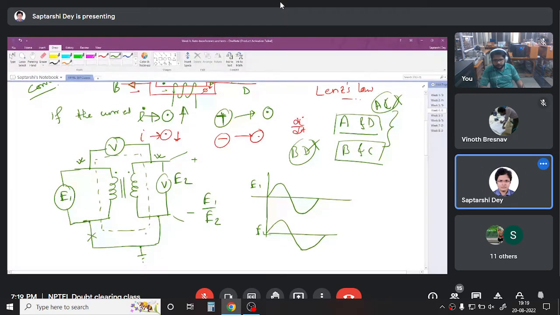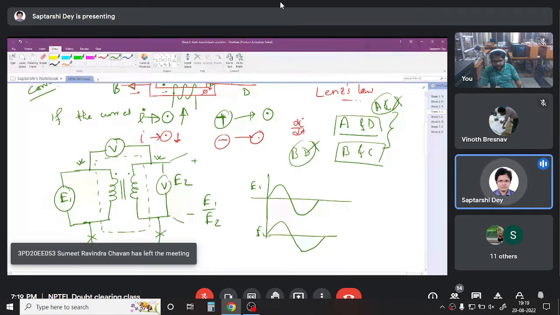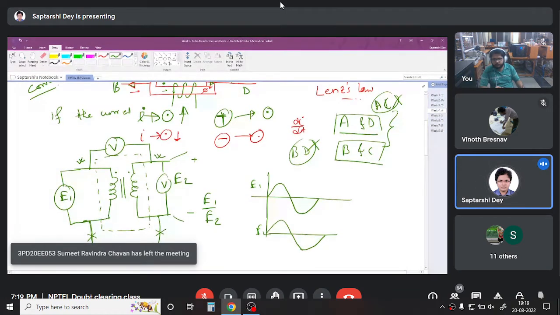If I do not connect this, then both of the points are floating. Then the voltmeter can read anything. That doesn't make any sense. Or maybe it will not read anything because there is no path for current to flow through the voltmeter. It is floating. That is why I will need this connection. These two shorting I need.